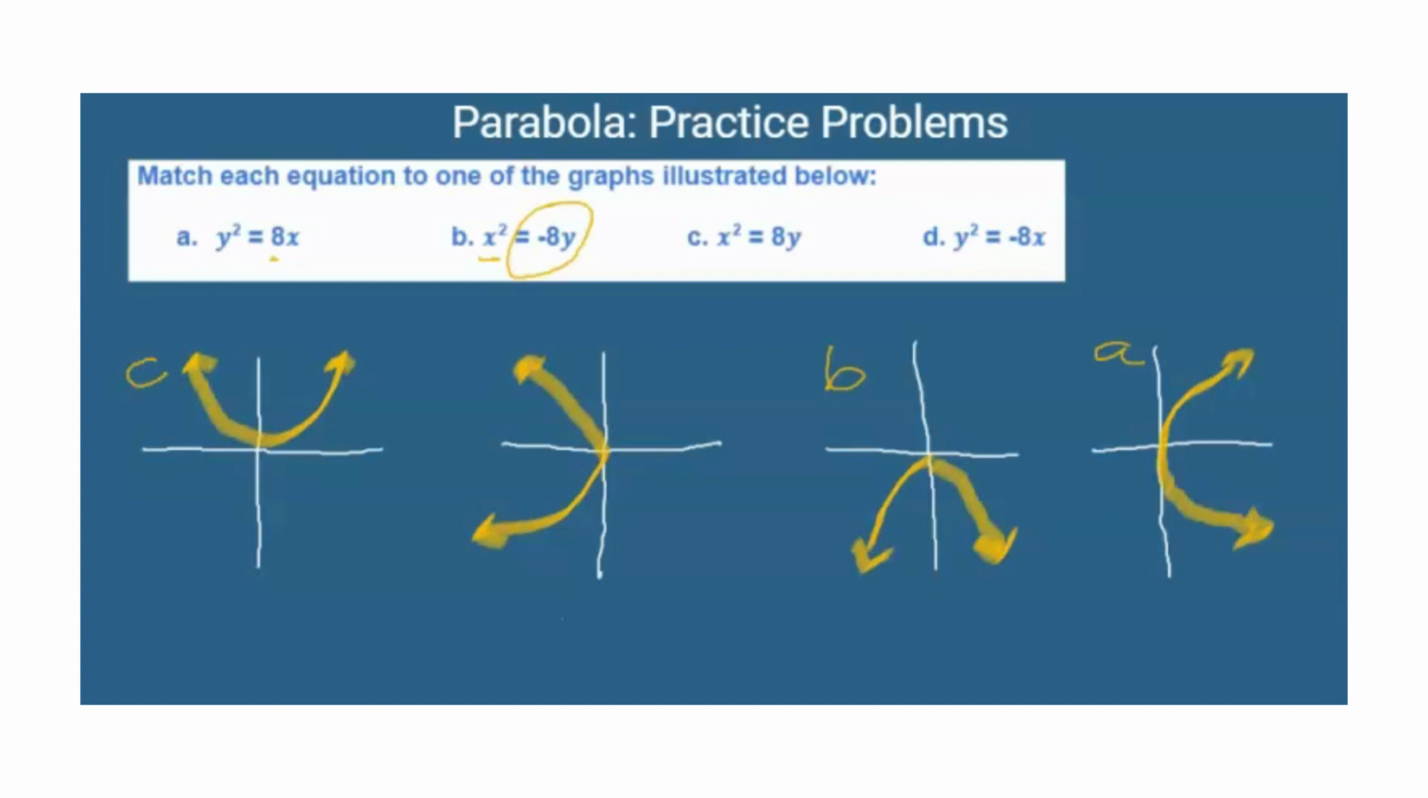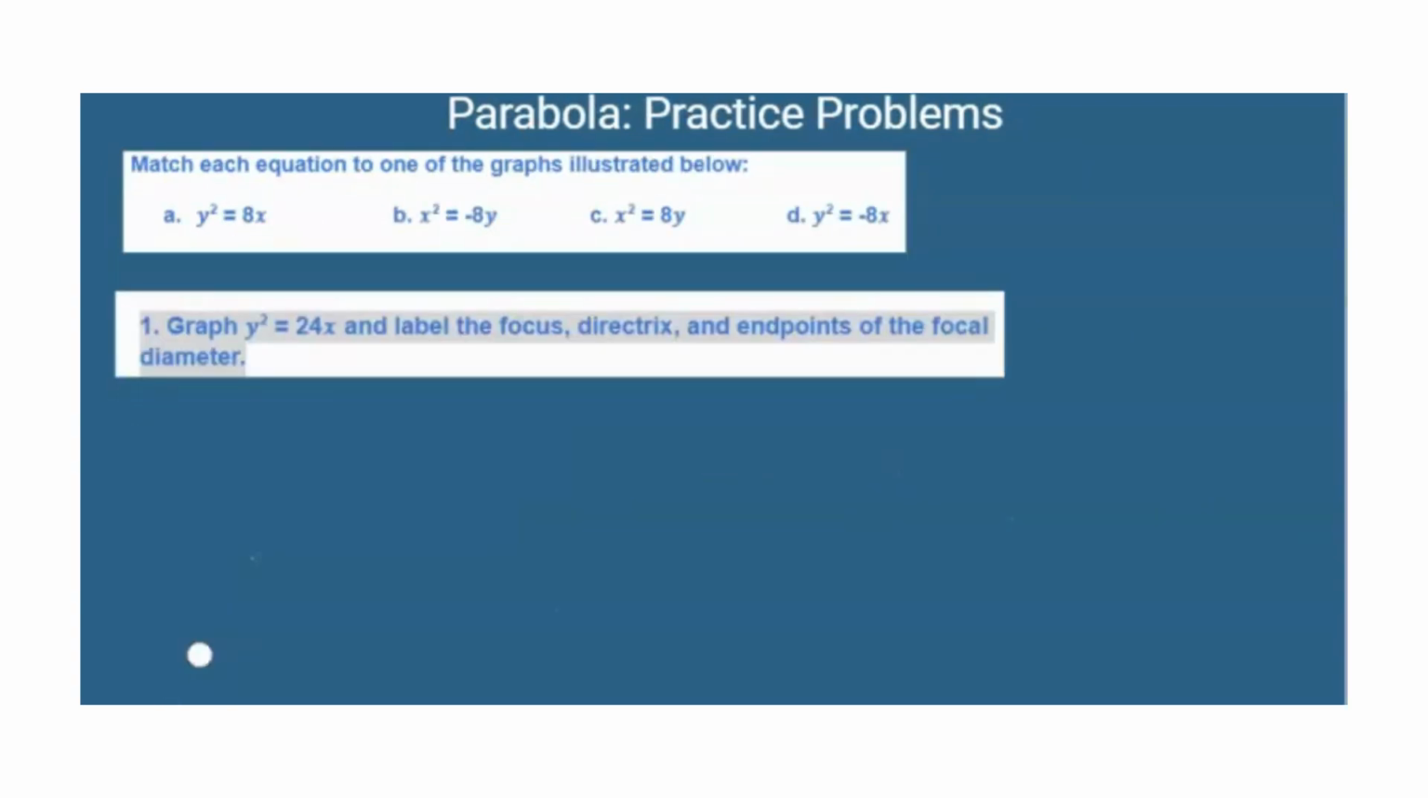And letter D, y squared is equal to negative 8x. So again, if you have a y squared, it's opening to the left or right, and our p is negative, so it's opening to the left, which is the opposite of A. So this is D. Okay, let's go to the next one.